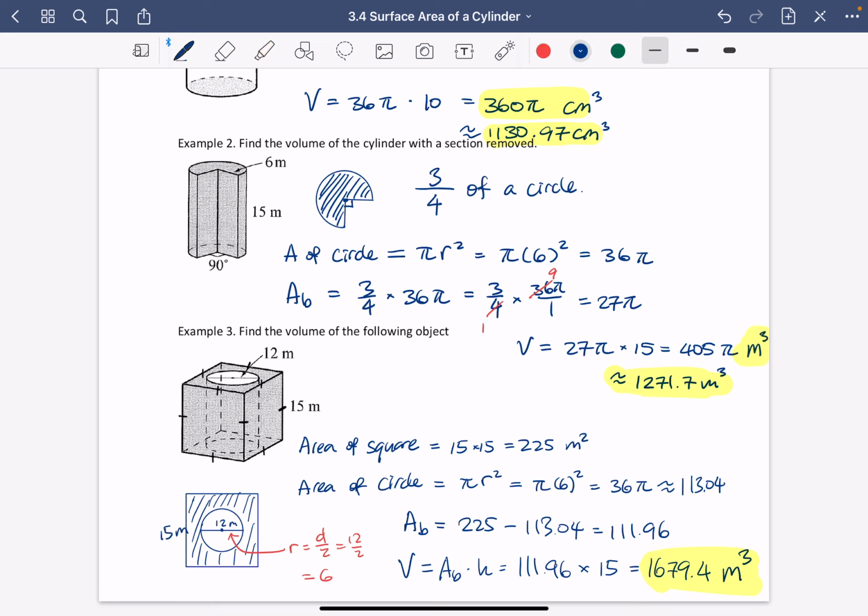Now, you guys might have noticed that I changed 36 pi to 113.04 directly. That's because when I subtract to find the area of the base, I can't minus 225 by 36 pi directly because 36 pi has a pi in it and 225 does not. So I have to change 36 pi to a decimal first before I can subtract them. That's why I did it here directly.